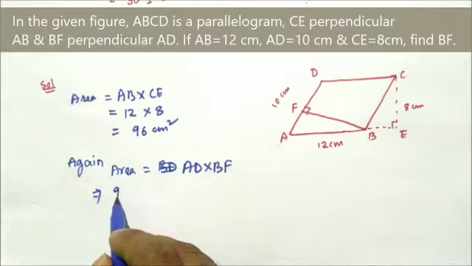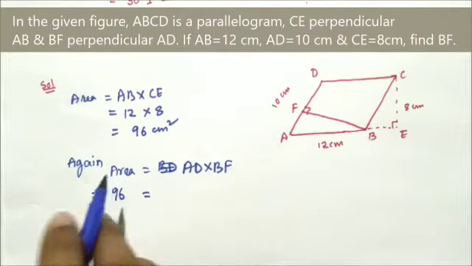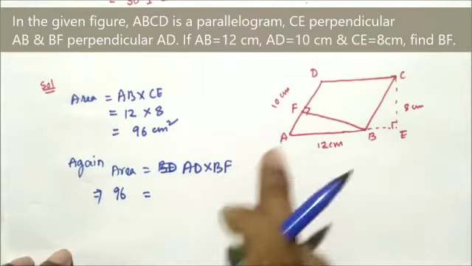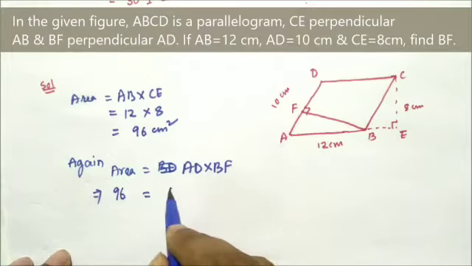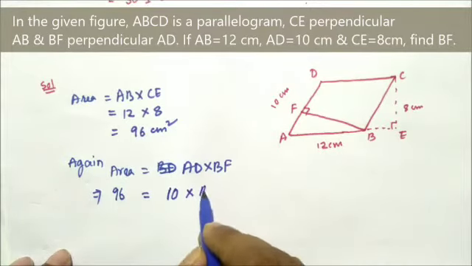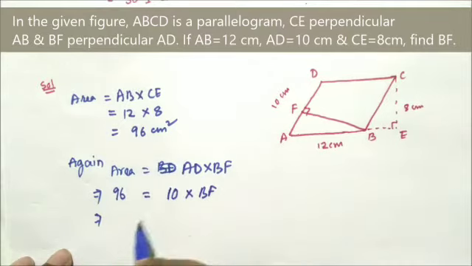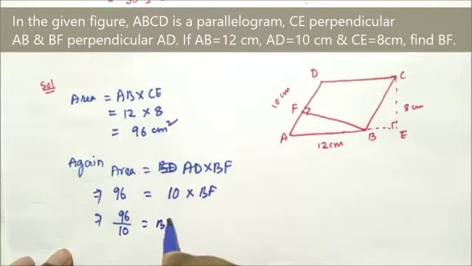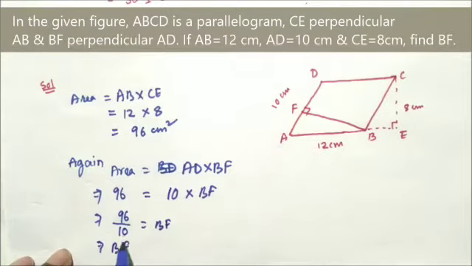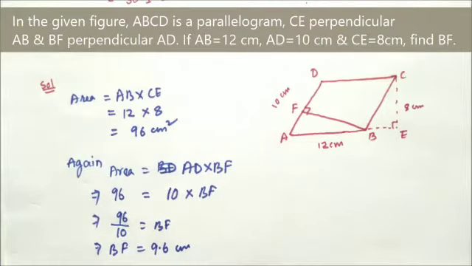So we can write in the place of area 96, and AD is already known to us, that is 10 centimeter. BF is not known to us, but we are going to find out the BF. So if you take this 10 below the 96, it will look like this. So the answer will be what? BF. If you divide this, you can get the answer, 9.6 centimeter.